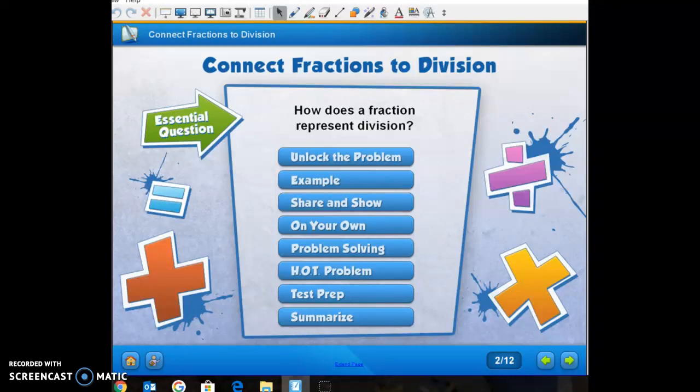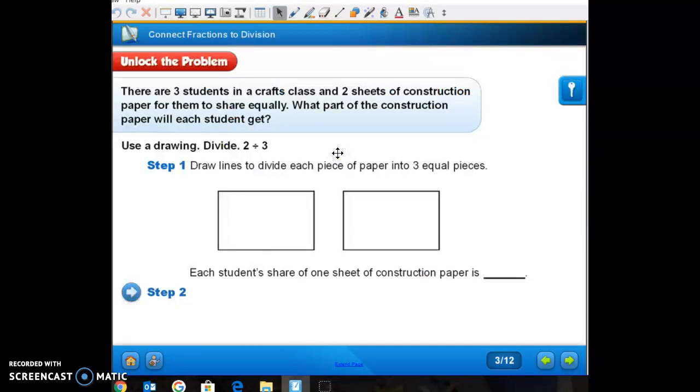Right, today we are doing lesson 8.3, Connect Fractions to Division. You should have pages 347, 348, 349 up to go through this. How does a fraction represent division?